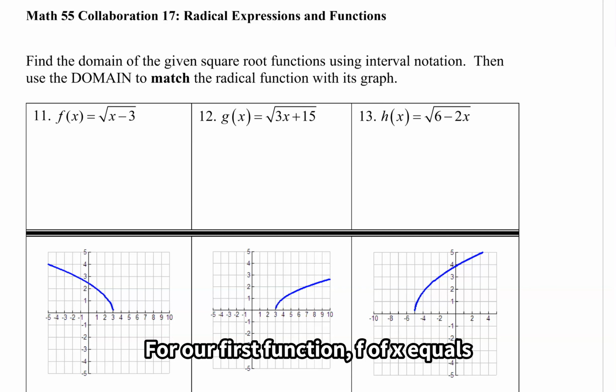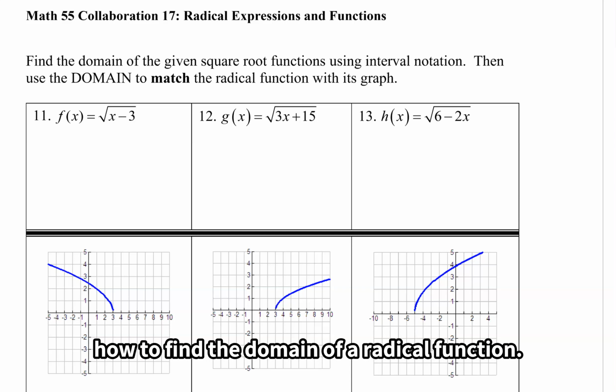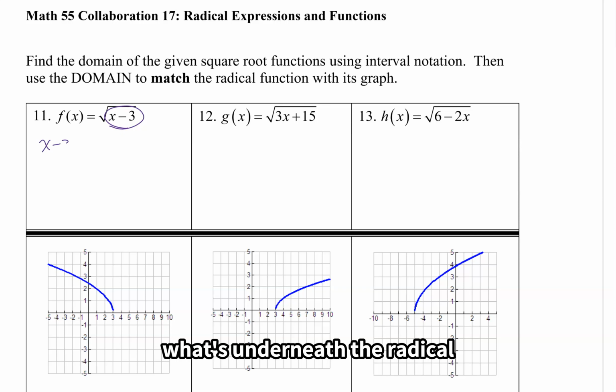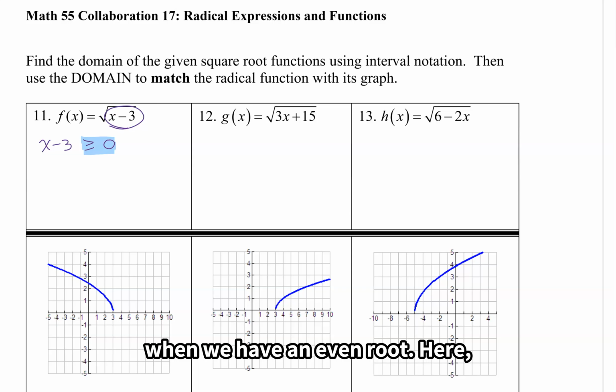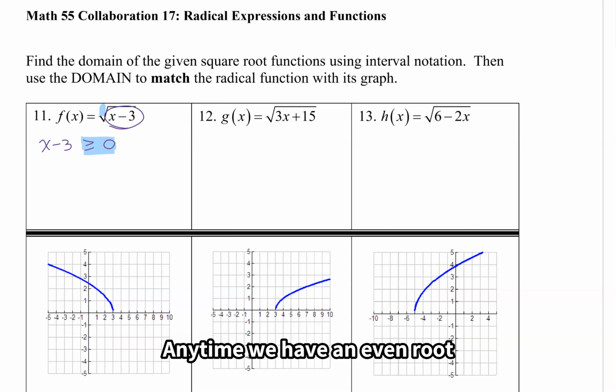For our first function, f of x equals the square root of x minus 3. Remember in our previous lessons that we talked about how to find the domain of a radical function. We're going to take what's underneath the radical, and we want it to be greater than or equal to 0. This will always be the case when we have an even root. Here, when there's no number, our index is 2, so this is a square root. Anytime we have an even root, we're going to set what's underneath that radical greater than or equal to 0 and solve for our variable.